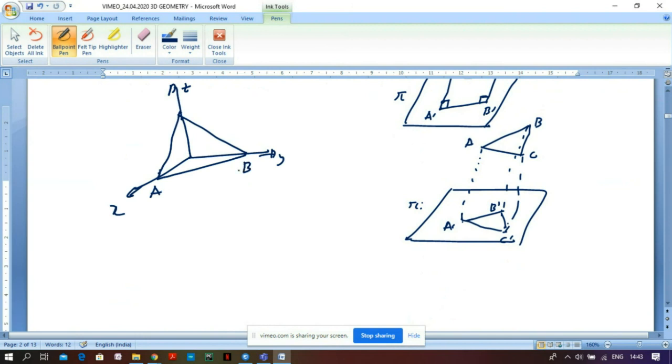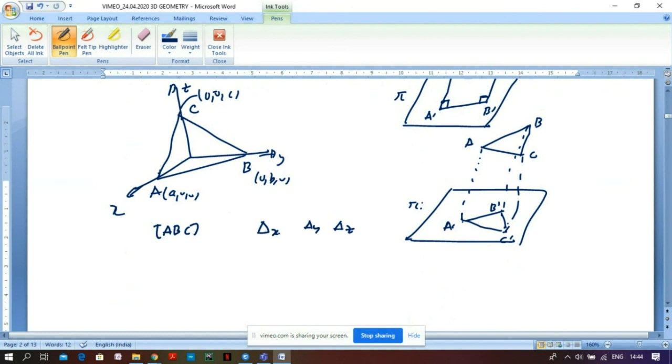I'll call it A, B, and C. So this point was A, 0, 0. This B was 0, B, 0. And this C was 0, 0, C. Now I want to find the area of triangle ABC. As I remarked earlier, if I know delta x, delta y, and delta z, then there is a relation.